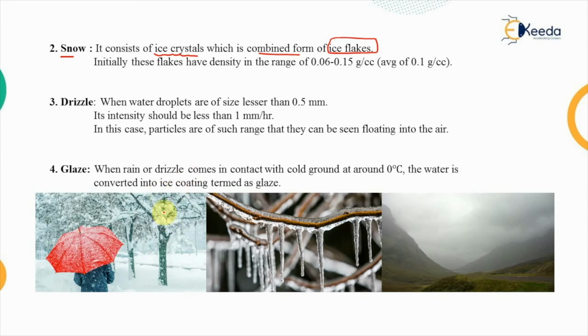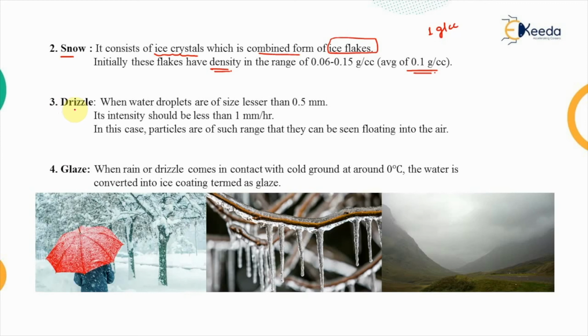So the ice flakes, when they are falling through the atmosphere, that is known as snowfall. And what is important, the density of it is taken roughly as 0.1 gram per cc, while the density of water is 1 gram per cc. So it must be kept in mind that snow is lighter in weight in comparison to water.